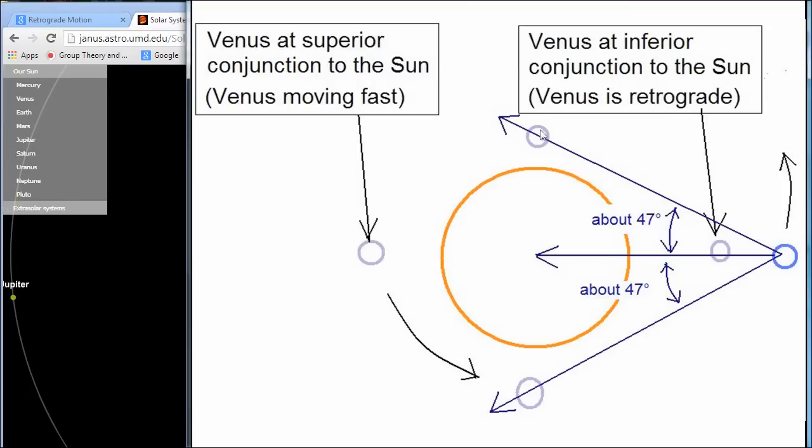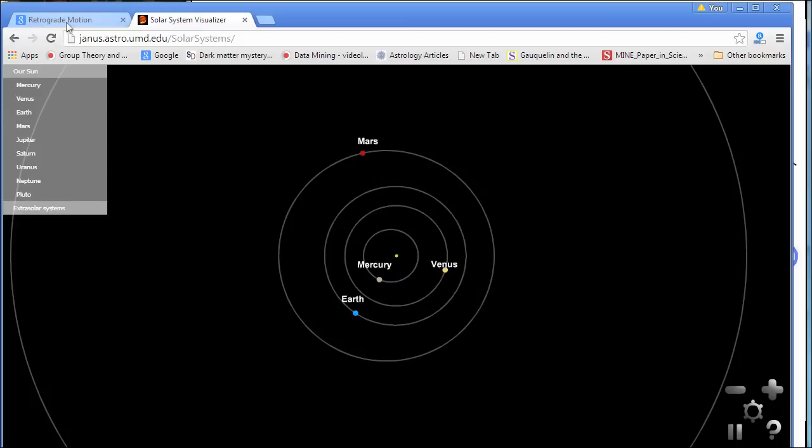And what we'll see in this animation, which shows where Venus appears to be from the Earth's point of view, is that Venus will appear to swing like a pendulum around the position of the Sun, while the Sun moves at a fairly constant speed. Okay, let me show you the animation, and this should make more sense. So, back to the browser.